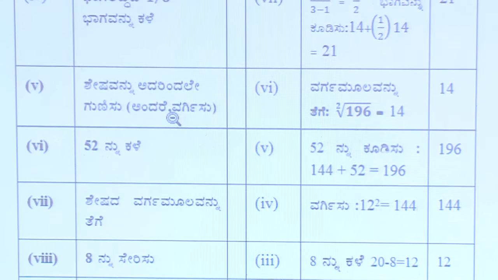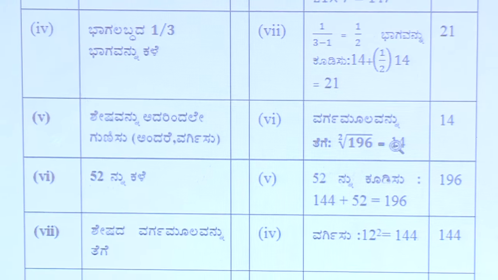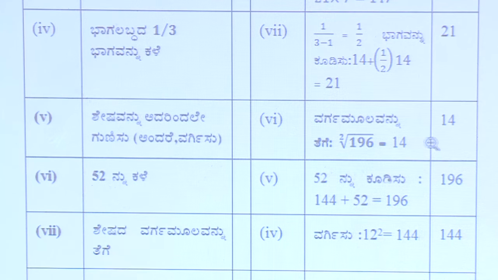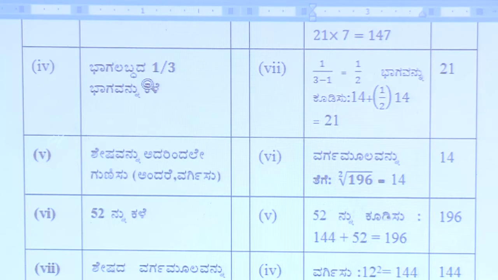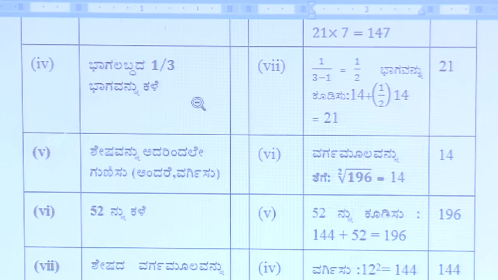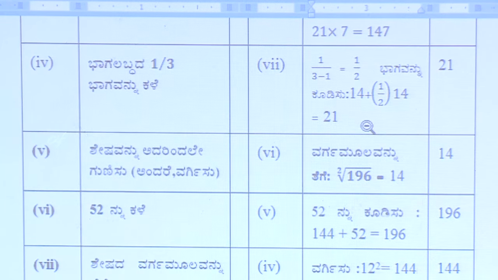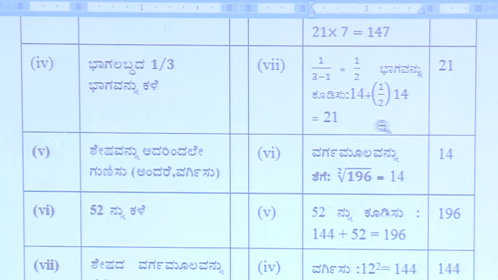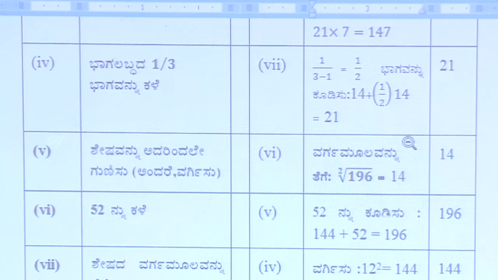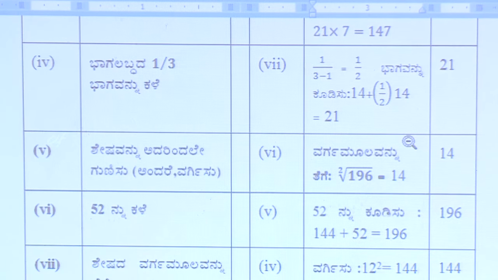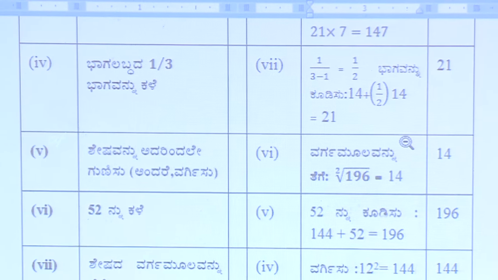Next, the problem states to square it. Here we have to take the square root. So the square root of 196 is 14. Next, one third of it is to be subtracted. Here one third is 1 by 3. This fraction is to be changed. How should it be changed? The numerator should be subtracted from the denominator and that part is to be added.